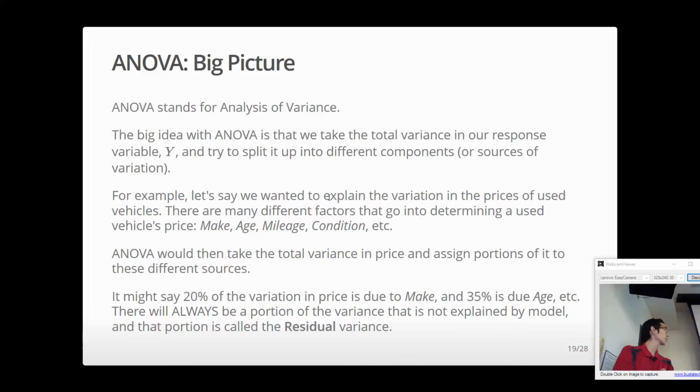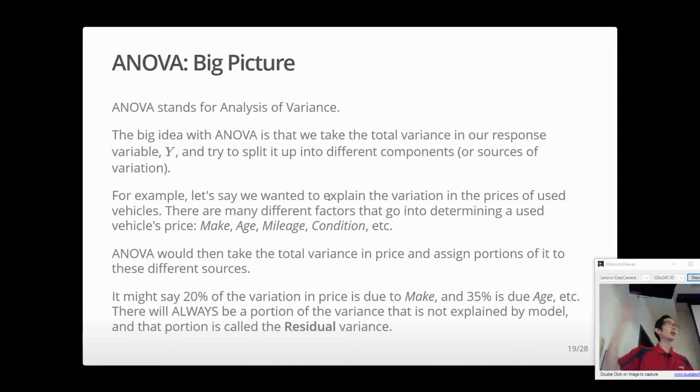All right, so let's talk about ANOVA. ANOVA stands for Analysis of Variance. And the big picture of ANOVA is that we're taking the total variance in our response variable. So whatever our y variable is, we're looking at the total variance there, and we're trying to split it up into different components or different pieces. Okay? And so, for example, let's say we wanted to explain the variance in used car prices. So you go to a lot and you look at used cars, you see, oh, this used car I can get for $5,000. This used car still costs $20,000.